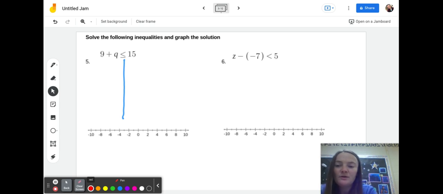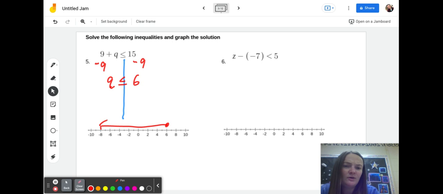I want to solve for q, so I'm going to subtract 9 on both sides. I'm going to keep my inequality sign. 15 minus 9 is 6, and so q is less than or equal to 6. So I'm going to fill in a dot at 6, and I'm going to go to the left, less than.